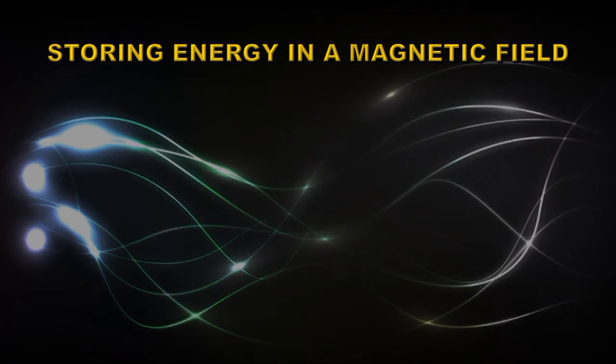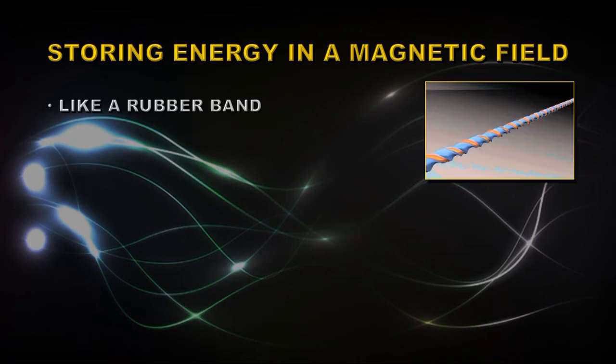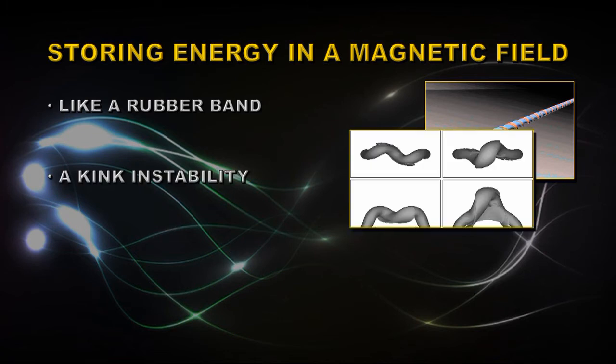Now because of this twisting and strengthening, you can store energy in a magnetic field. It's rather like a rubber band. If you take a rubber band and start twisting it, it will store energy. You could actually use rubber bands to power a propeller on an aeroplane, for example, a model aeroplane. But if you over twist it, the rubber band will kink. It's called a kink instability.